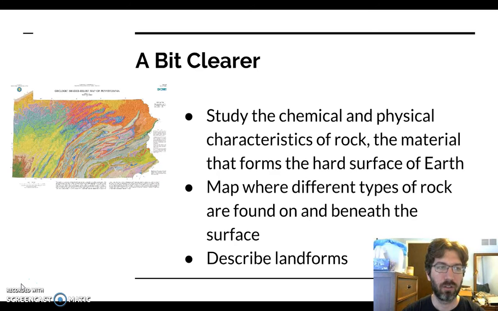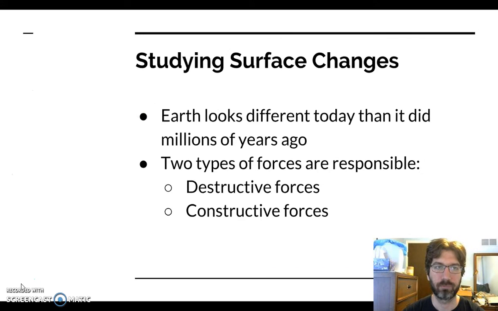So just to be a bit clearer, geology is going to study the chemical and physical characteristics of rock, which is the material that forms the surface of the earth. They are also going to map different types of rock that are found on and beneath the surface, and they're going to describe landforms. So studying surface changes.